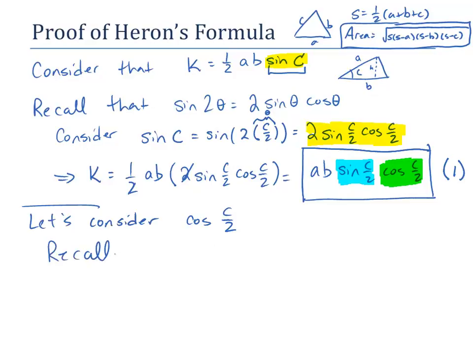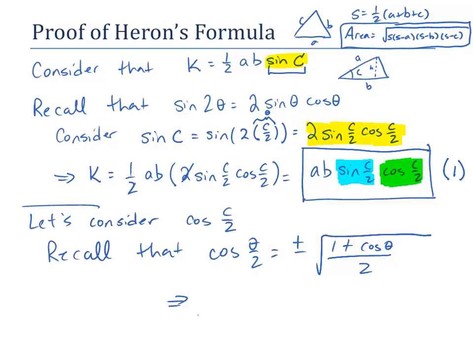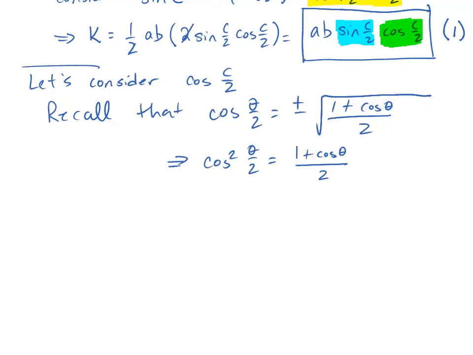Recall from our trigonometric identities that cosine of theta over 2 is always plus or minus, depending on what angle theta over 2 ends up in, the square root of 1 plus cosine of theta all divided by 2, which would then mean that cosine squared of theta over 2, by simply squaring both sides, is 1 plus cosine of theta all divided by 2. So in other words, since we're looking at cosine of C over 2, we can simply rewrite it based on what I just said. We know that cosine squared of C over 2 is 1 plus cosine of C all divided by 2.